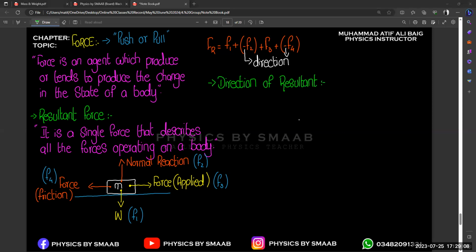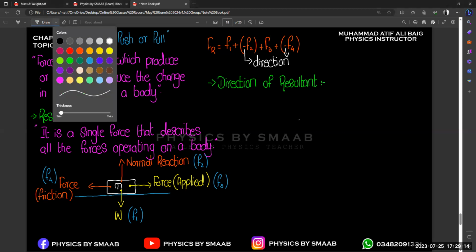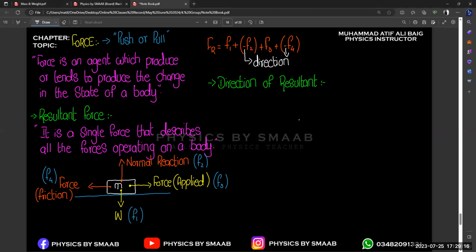Let's suppose the same four forces are acting on a single object. We consider one situation where F1 and F2 are balanced, F1 is completely balanced by F2, but F3 is greater than F4. Now someone asks you to find the direction of the resultant force. Sorry, F4, this is F4.